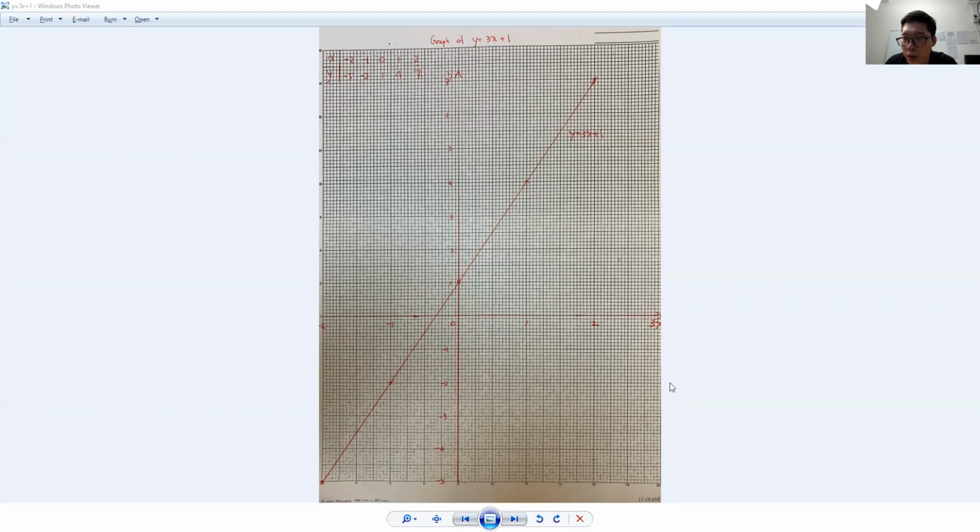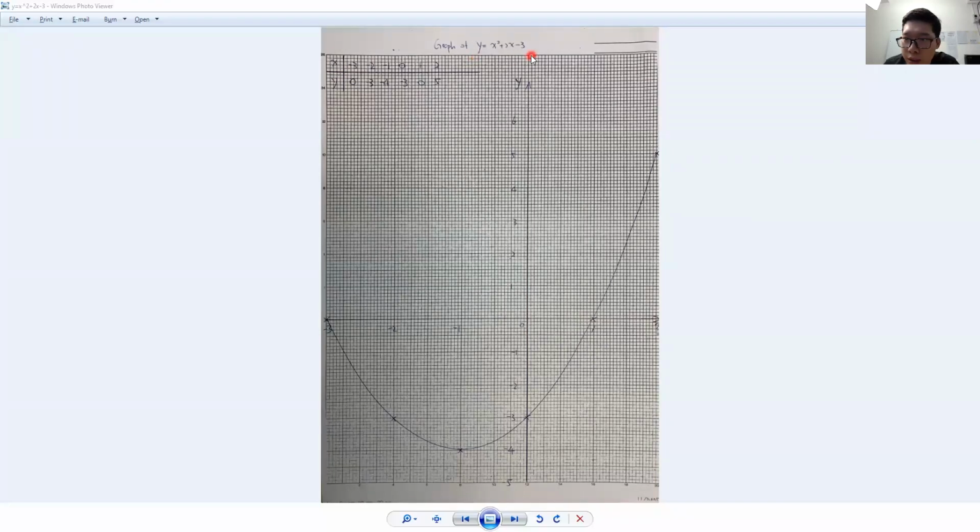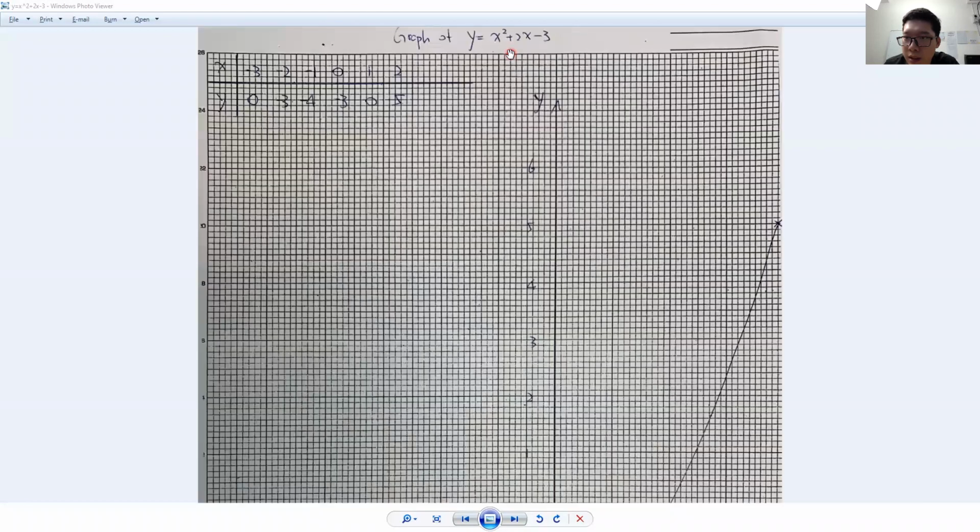Okay, let's continue. Last session, we revised how to draw a straight line. For this session, we are going to discuss how to create a curve. Over here, we are supposed to draw a line, and this time it is no longer a straight line. We are supposed to draw a line from this equation: y equals x squared plus 2x minus 3. We are going to draw this curve.